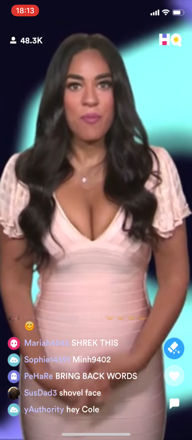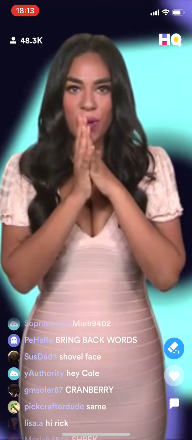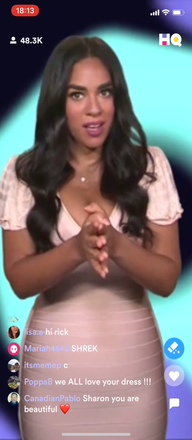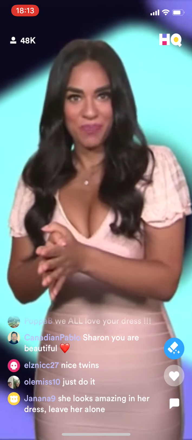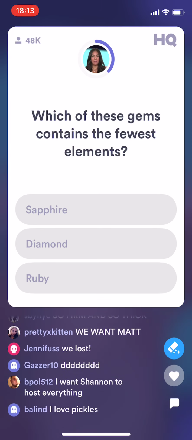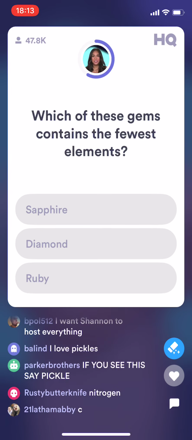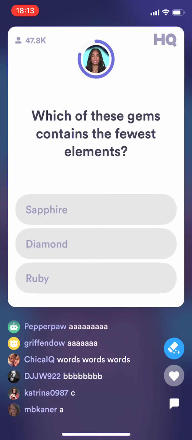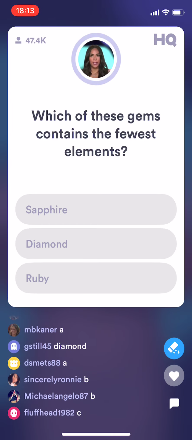For good. Remember, guys, this is your last chance to use your extra lives. They won't work after Q12. Here goes. Which of these gems contains the fewest elements? Sapphire, diamond, ruby. Ooh, I like these stones. My precious.